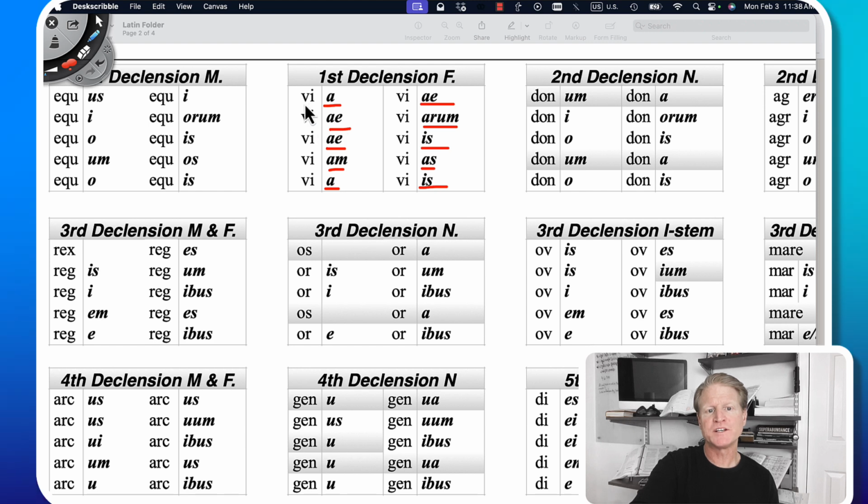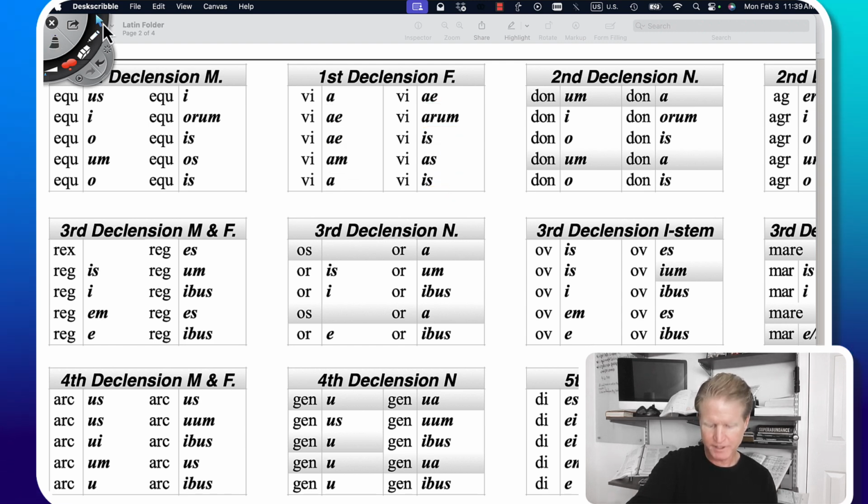In classical pronunciation, Silwa, Silwae, Silwai. Silwai makes an I sound. Silwa, Silwai, Silwai, Silwam, Silwa, Silwai, Silwarum, Silwis, Silwas, Silwis.